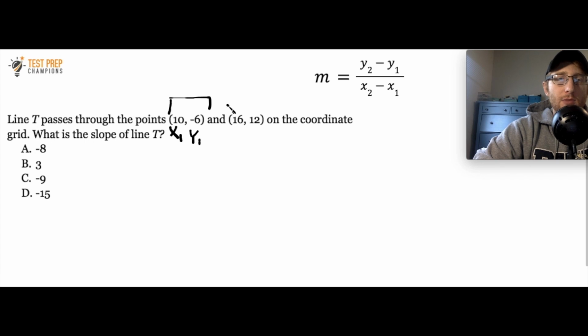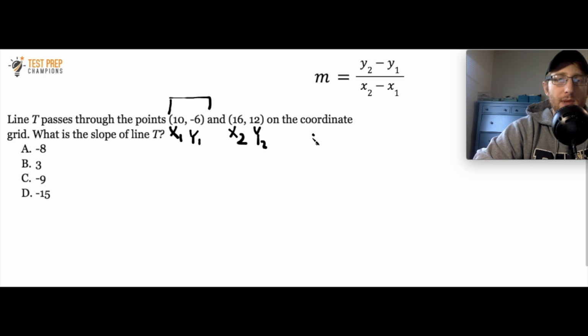Now I'm going to come to my second pair of numbers, this 16 and 12. The first number here, I'm going to call x2, because the first number is always an x. And for this 12 here, I'm going to call this y2, because the second number is always going to be a y. So now that I've got these labels put on here, all I have to do is come up here to the formula and simply plug the values in.